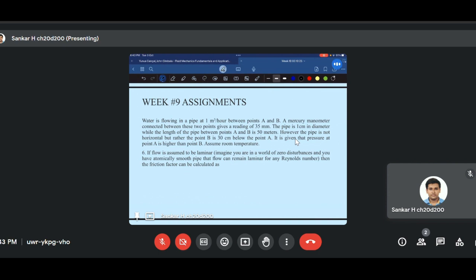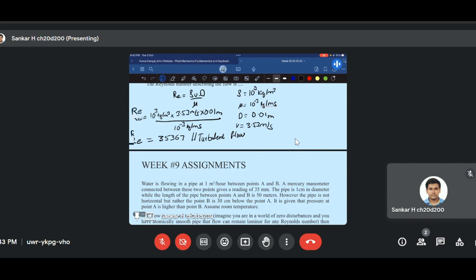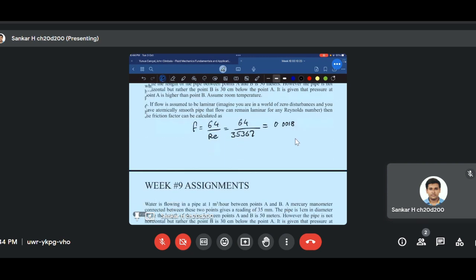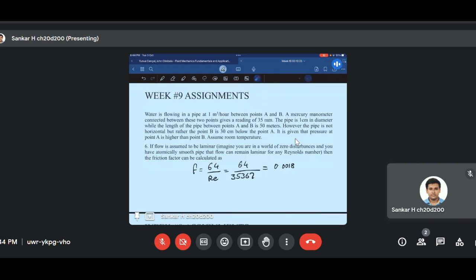So for this, we know that for laminar condition, the friction factor f is given by 64 by Reynolds number. So this should be 64 by 35,367, which comes to around 0.0018. And this is the friction factor calculated as per laminar flow conditions, even though the Reynolds number is sufficiently high.